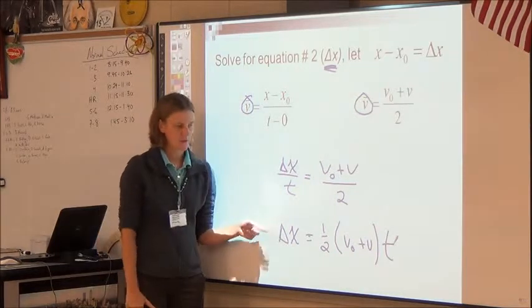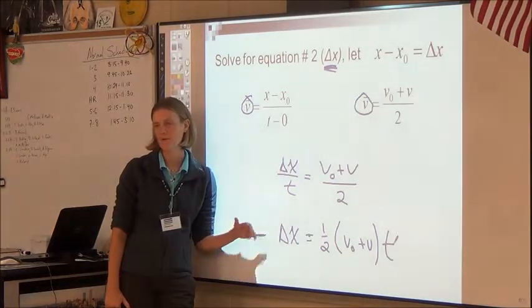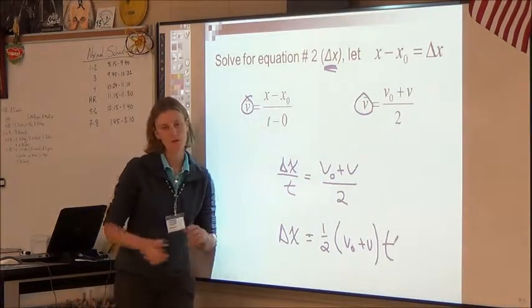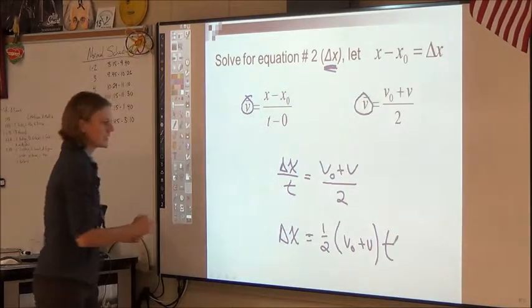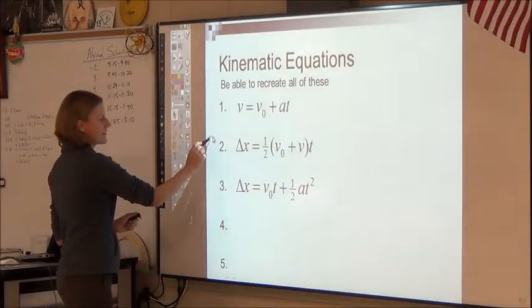What is missing from this equation that we had in the last one? What variable? Acceleration. So that's what separates out all the kinematics, is what variables you have.